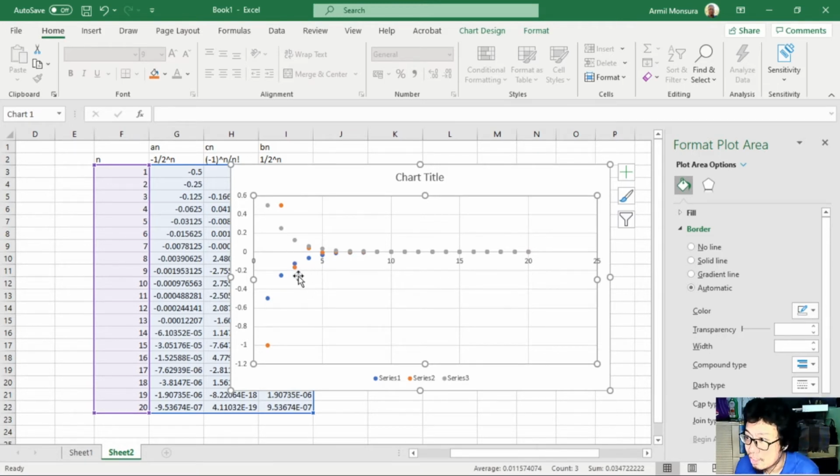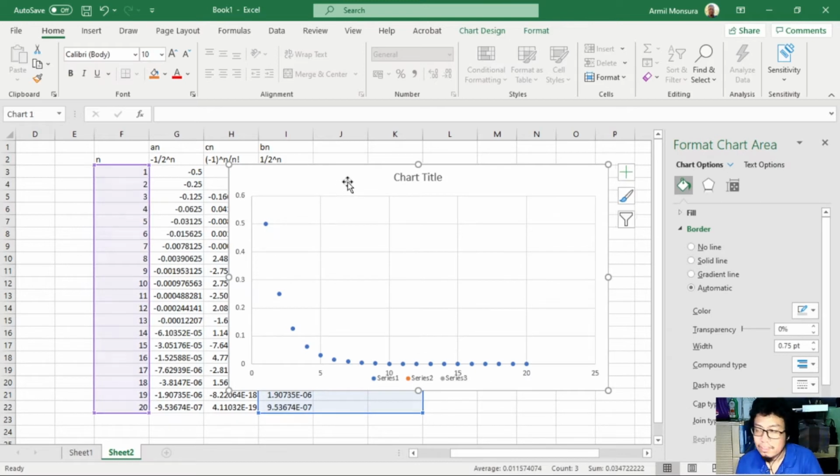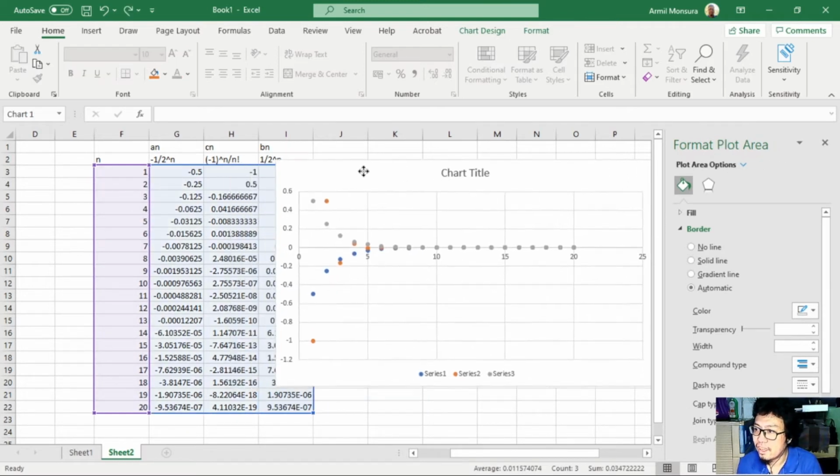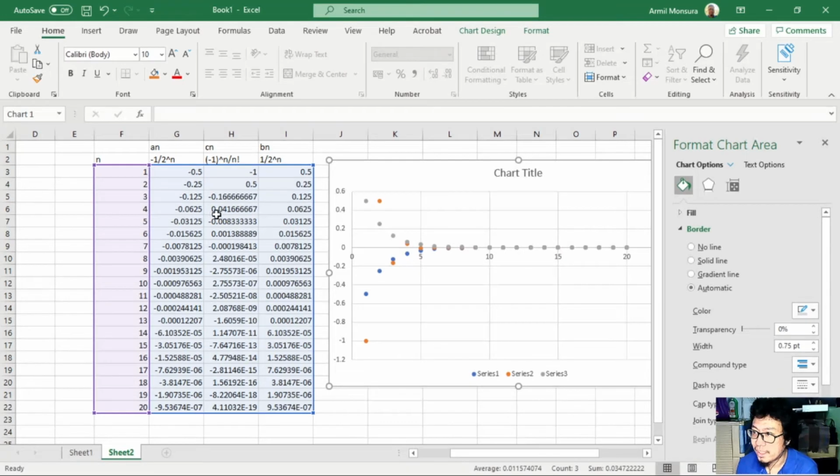But notice that starting at the 4th term, your Cn is negative 0.41. This orange dot here. You now see that it actually is less than the gray dot and more than the blue dot.